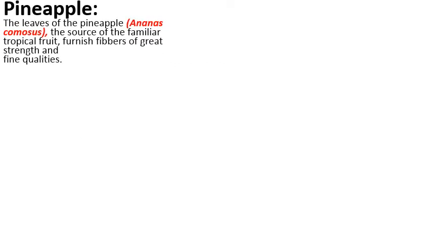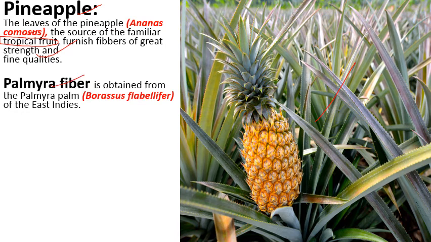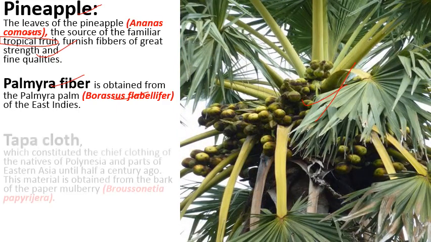Next comes the pineapple fiber. This fiber is obtained from the leaves of pineapple, that is Ananas comosus, which is the source of this tropical fruit also, and this fiber is of great strength and fine quality. So these leaves are used to obtain this fiber. Next, palmyra fiber. This is obtained from the plant that is Borassus flabellifer, and this plant is a palm plant and it also yields fiber.